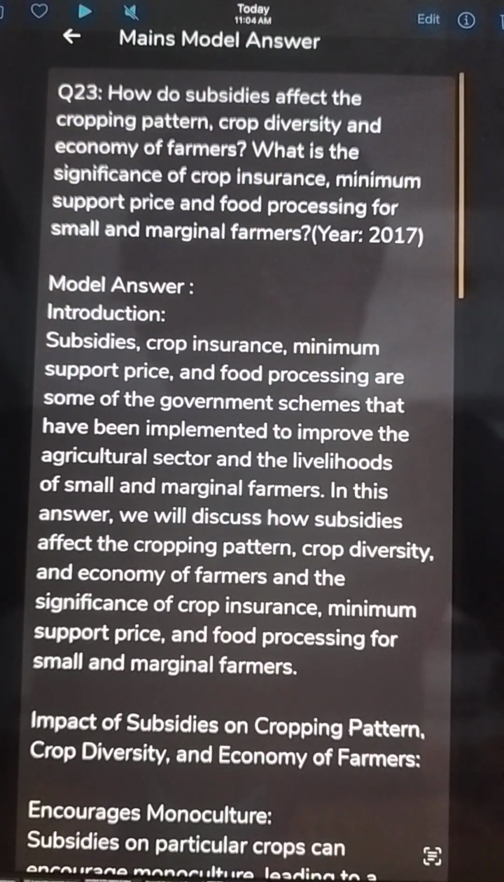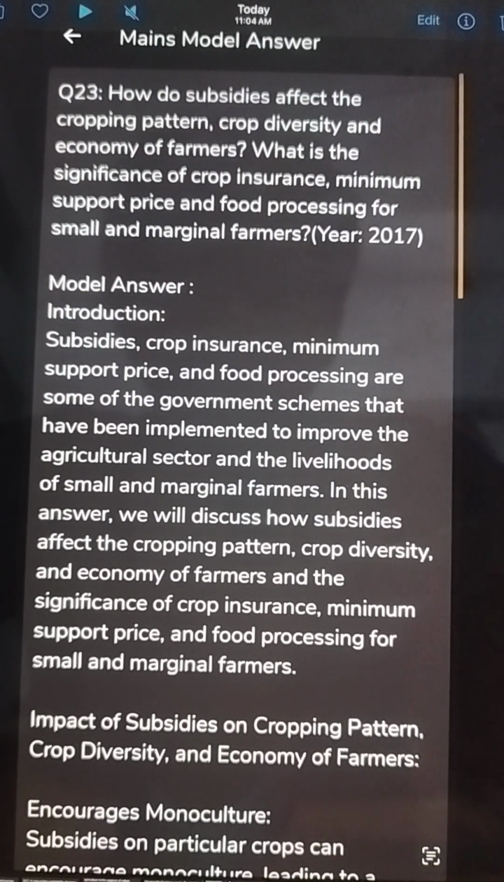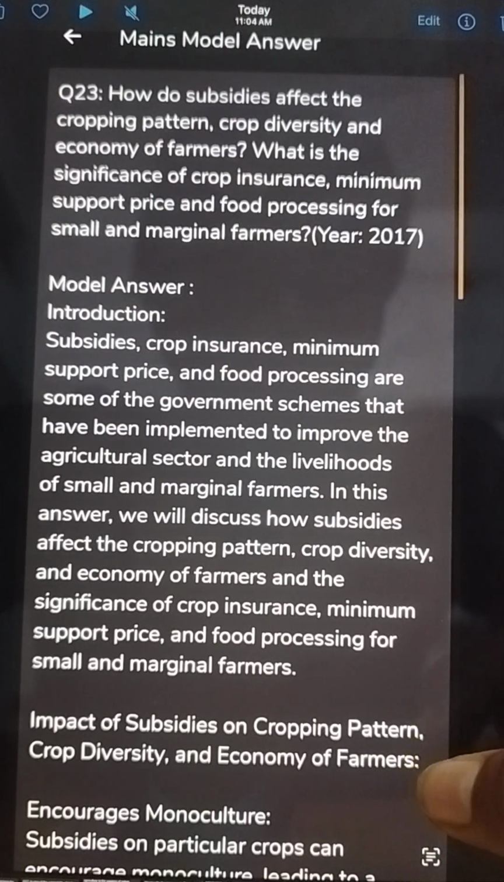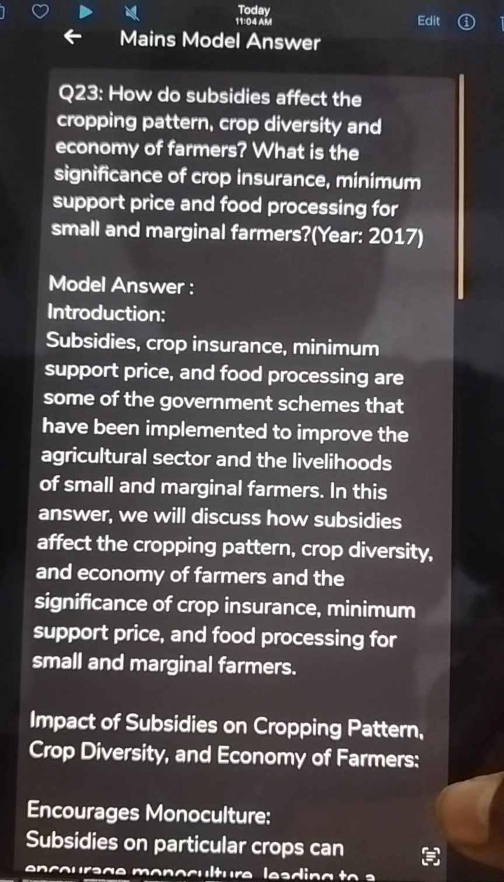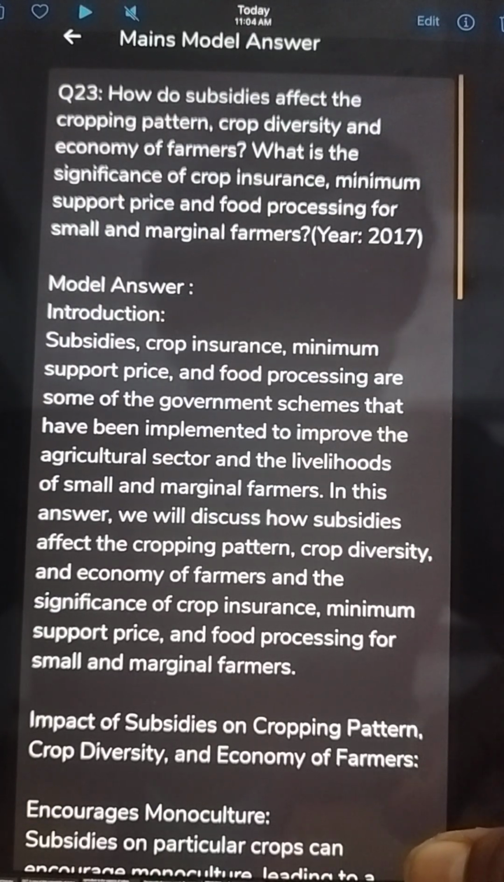How do subsidies affect the cropping pattern, crop diversity, and economy of farmers? What is the significance of crop insurance, minimum support price, and food processing for small and marginal farmers? Subsidies, crop insurance, minimum support price, and food processing are some of the government schemes that have been implemented to improve the agriculture sector and the livelihoods of small and marginal farmers. In this answer, we will discuss how subsidies affect the cropping pattern, crop diversity, and economy of farmers, and the significance of crop insurance, minimum support price, and food processing for small and marginal farmers.